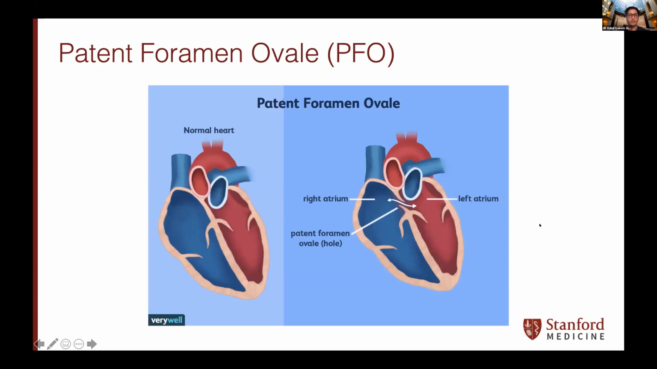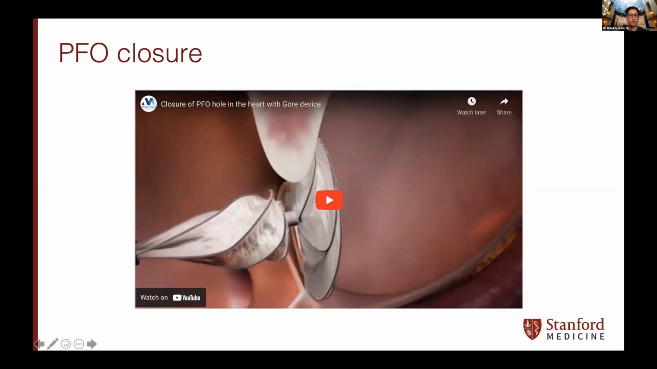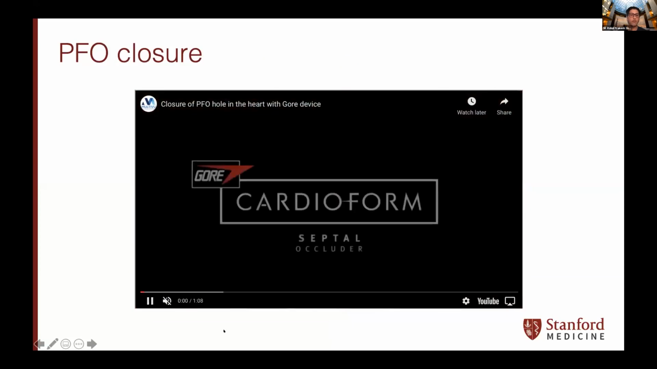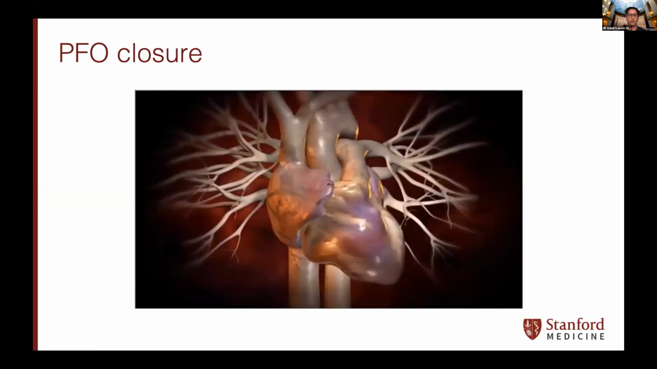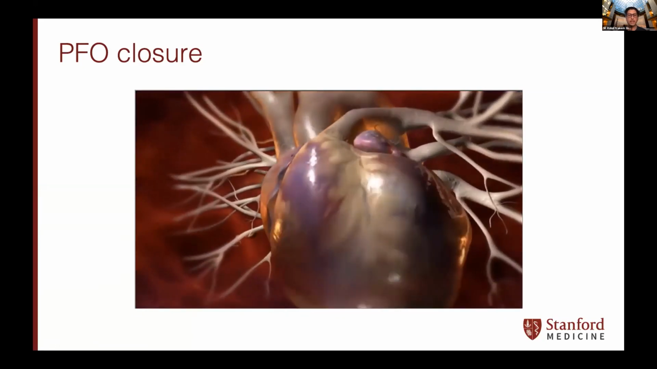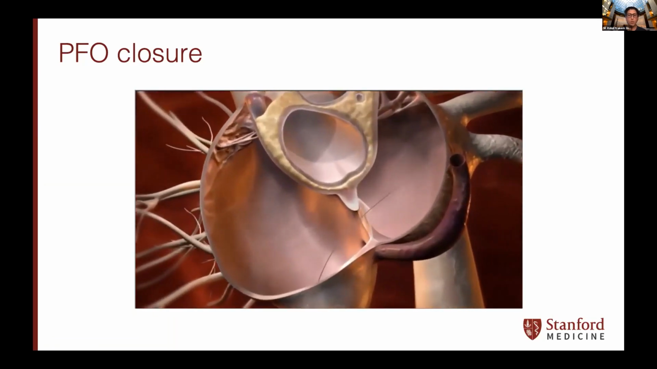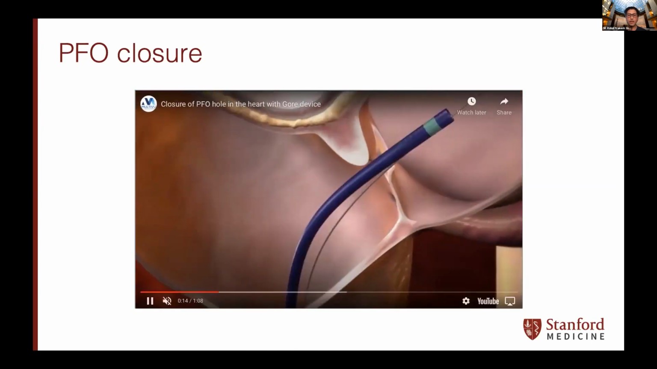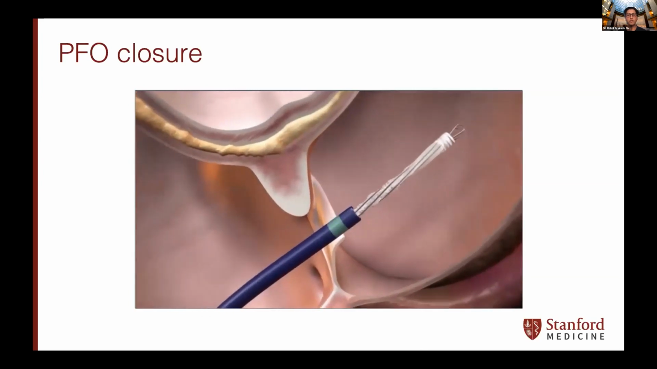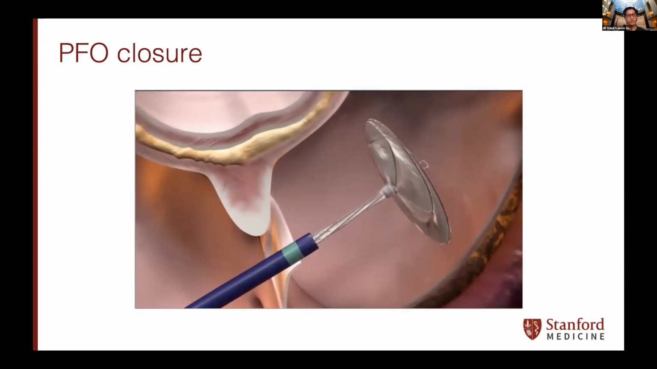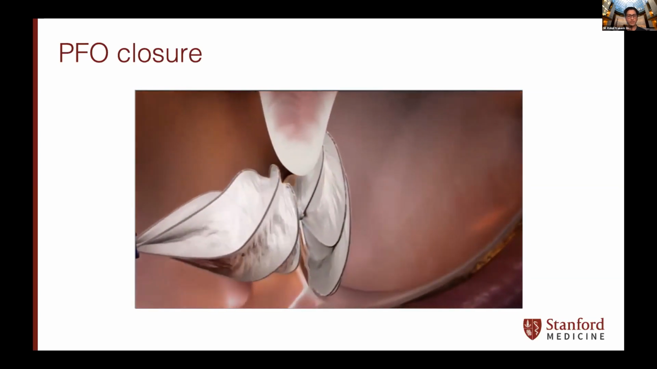Now, the good news is, again, in experienced hands, this procedure can be done very simply and very effectively in a matter of under 15 minutes. So this particular device is the device that I use in 90% of patients. It's actually done consciously under sedation with just local anesthesia. A wire is placed crossing from the right side through that hole to the left side of the heart. And then a device which consists of 2 discs is placed, 1 disc on the left side of the hole, pulling back to seal that hole, and then another disc on the right side.